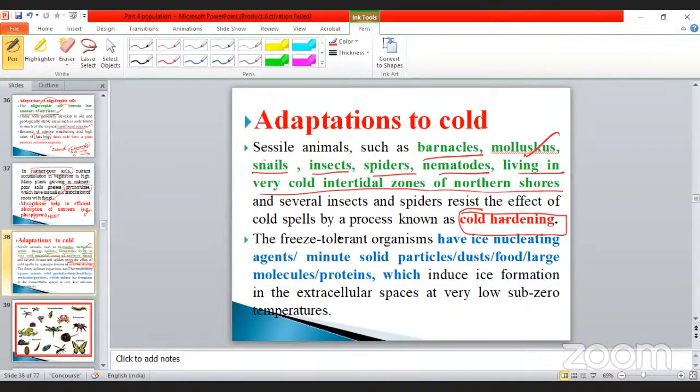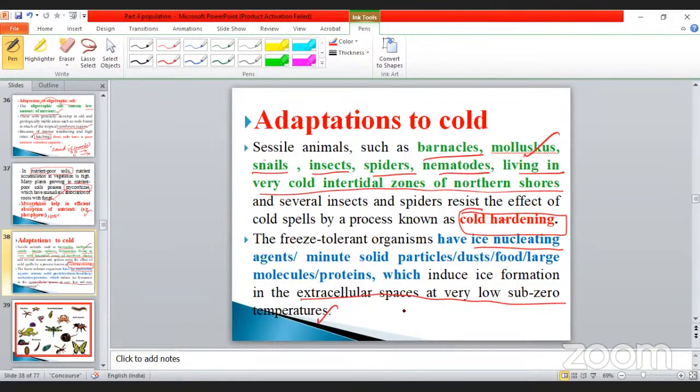Freeze-tolerant organisms have ice nucleating agents. This is very, very important, my dear students. Ice nucleating agents are minute solid particles, dust, food, large molecules, and proteins, which induce ice formation in the extracellular space at a very low sub-zero temperature.